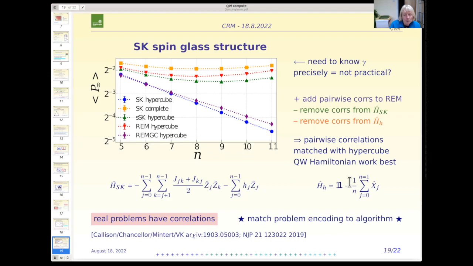Then, instead of using this driver, we use the complete graph driver. So that's the yellow one here. And again, the driver doesn't match the pairwise correlations. Now we can flip any number of spins at once. It's equally likely we'll flip 5 spins as flipping 1. And again, we lose that nice scaling and we get something that looks like the random energy model or search.